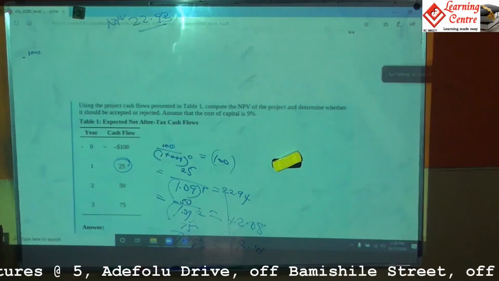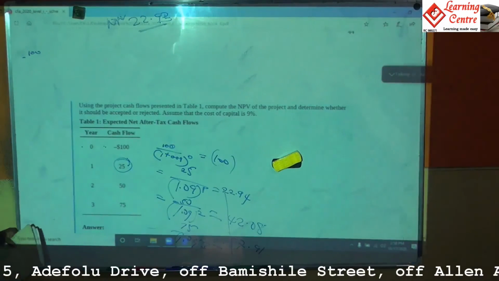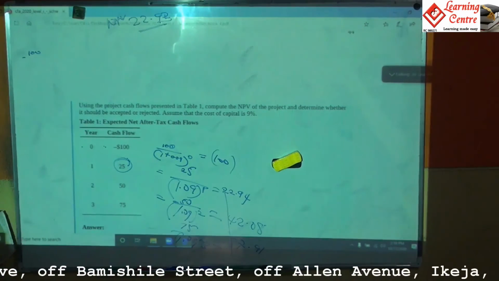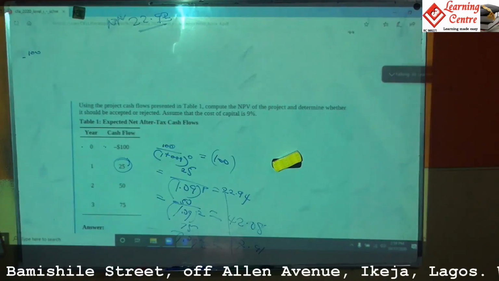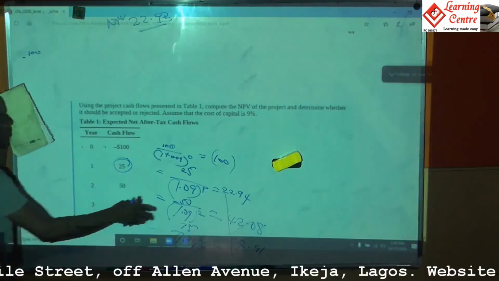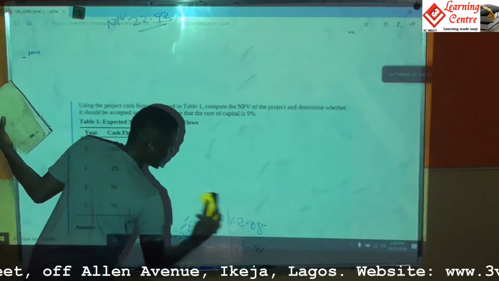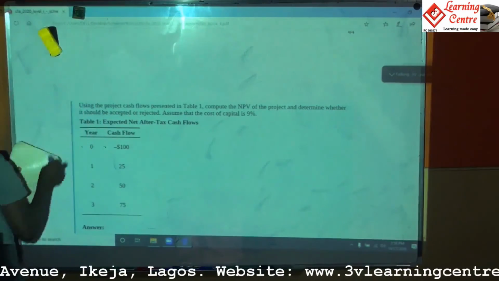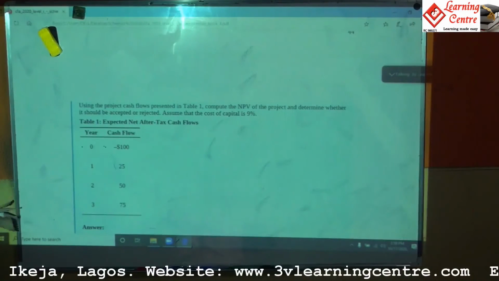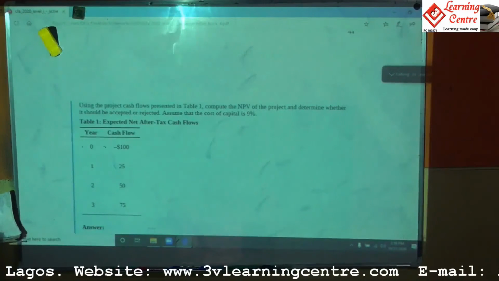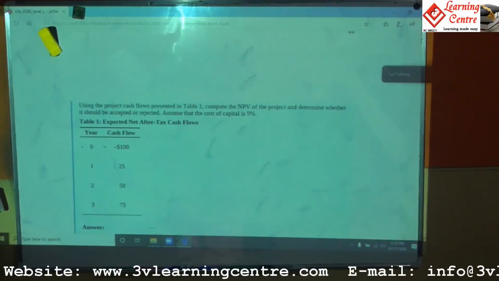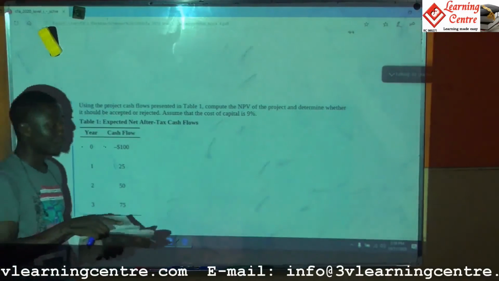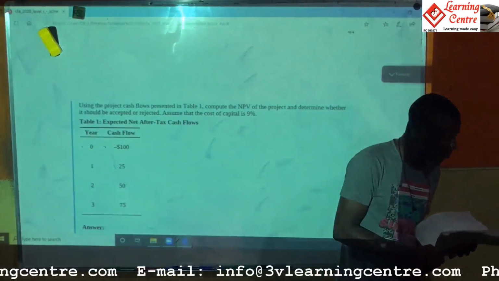Instead of wasting time, before you know it, it takes like 5 minutes in your exam. So why don't you use your calculator? Let's now use our calculator, everybody. Anybody should try it, please. What's the first thing to do when you are using your calculator? Let's all be trying it as we are doing it, please. What do we do first? I want us to finish NPV today. So can you just do it?